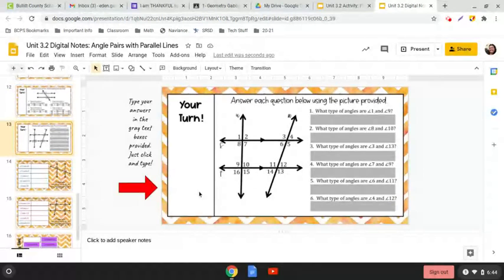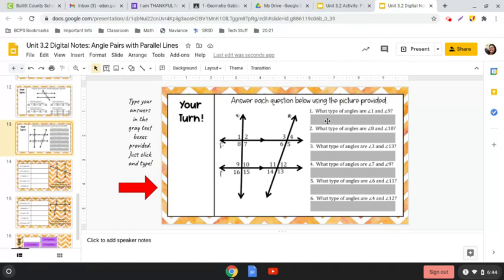On slide 13, it wanted you to answer each question using the picture provided. So we have 2 parallel lines and 2 transversals. When we look at this, this is going to be our top cluster, this will be our bottom cluster, and this will be our top cluster, and this will be our bottom cluster for this transversal.